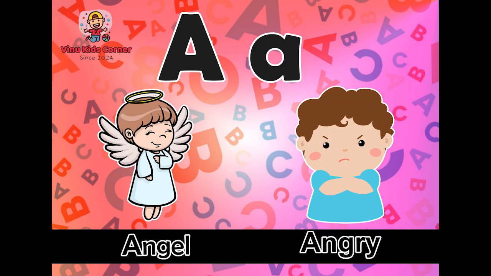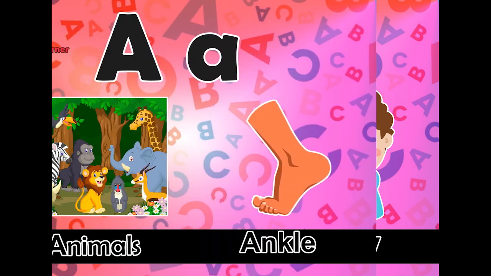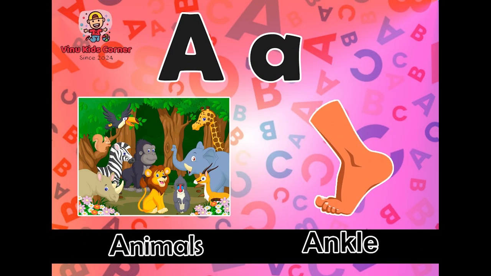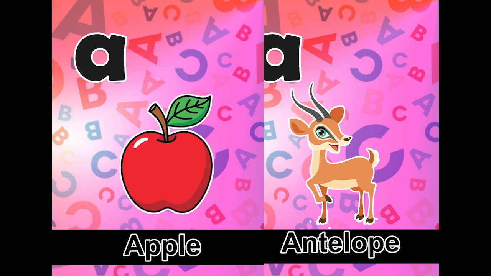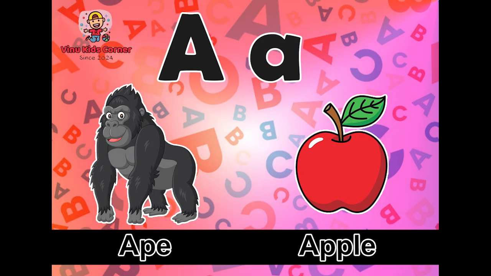A is for angel. A is for angry. A is for animals. A is for ankle. A is for ant. A is for antelope. A is for ape. A is for apple.